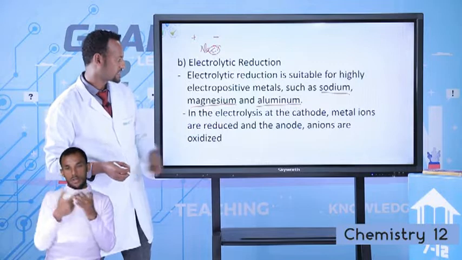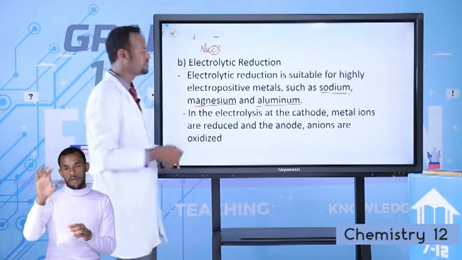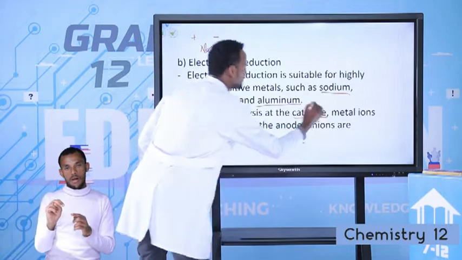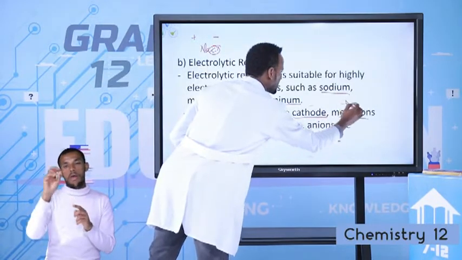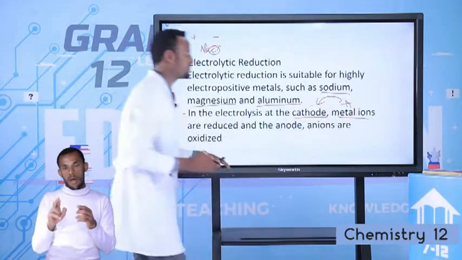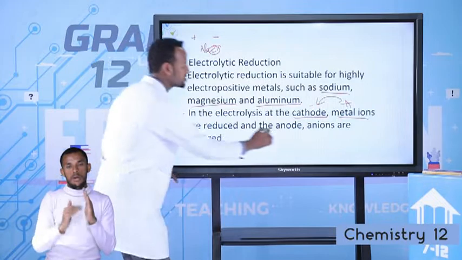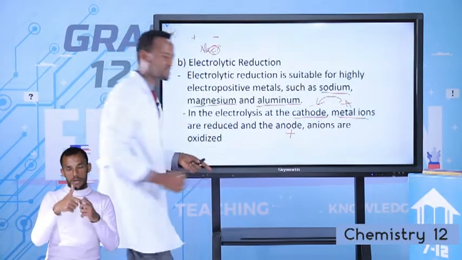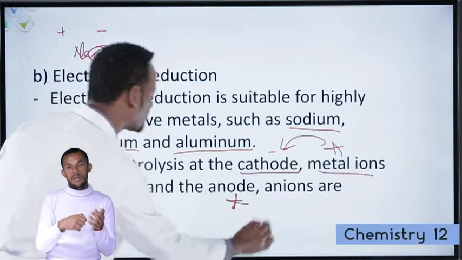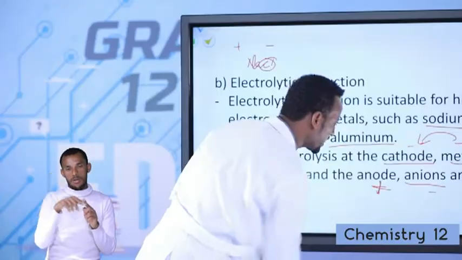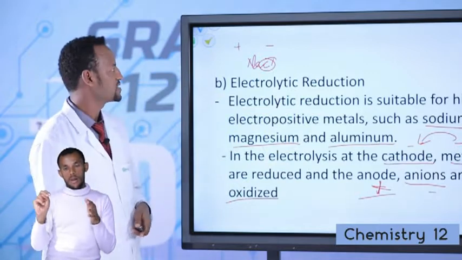In the electrolysis, at the cathode, metal ions, yes, because in an electrolytic cell, the cathode is the negative electrode. Metal ions are attracted to the negative electrode and reduced. In an electrolytic cell, the anode is positive. Anion, negative ion, is attracted to the anode, the positive electrode. Anion means negative ion. Negative ions are attracted to the anode and easily oxidized.